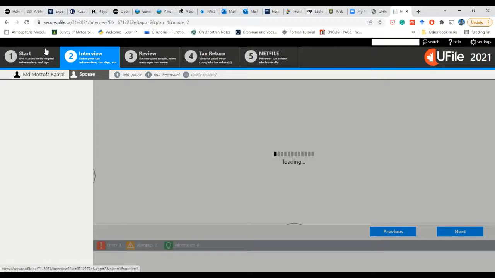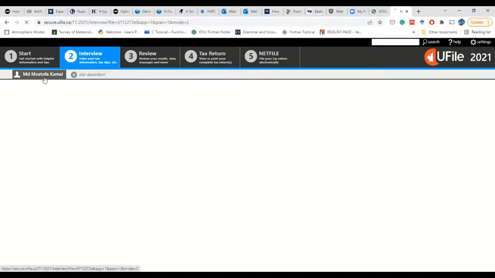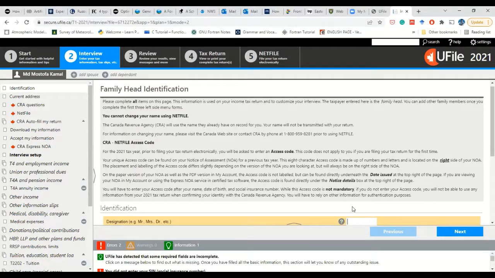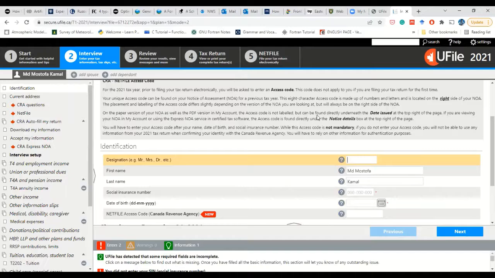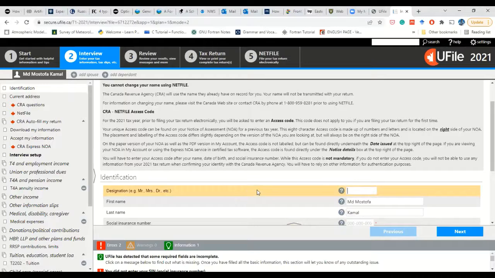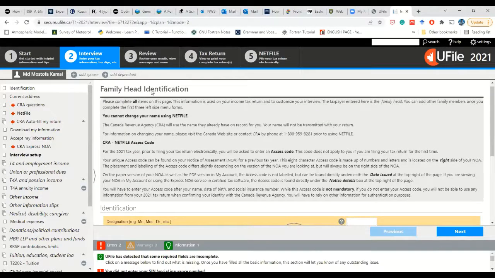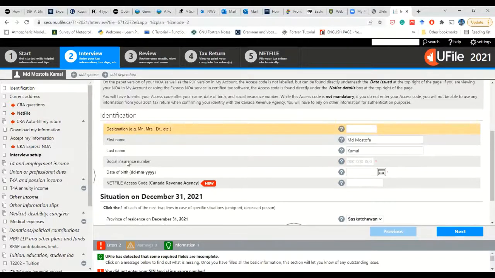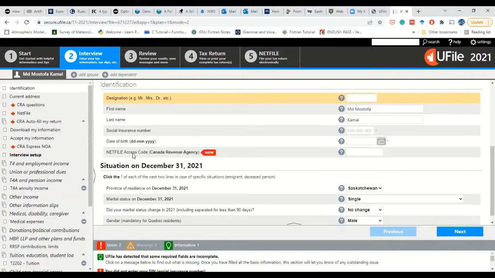Okay, so now what I need to do here, I'm starting to fill in my tax return. So here is your introduction, your family information. As a principal applicant, you need to provide your personal information. What kind of information? This is your name, your first name, your last name, your social insurance number, a nine-digit social insurance number, your date of birth, and then the net file access code.